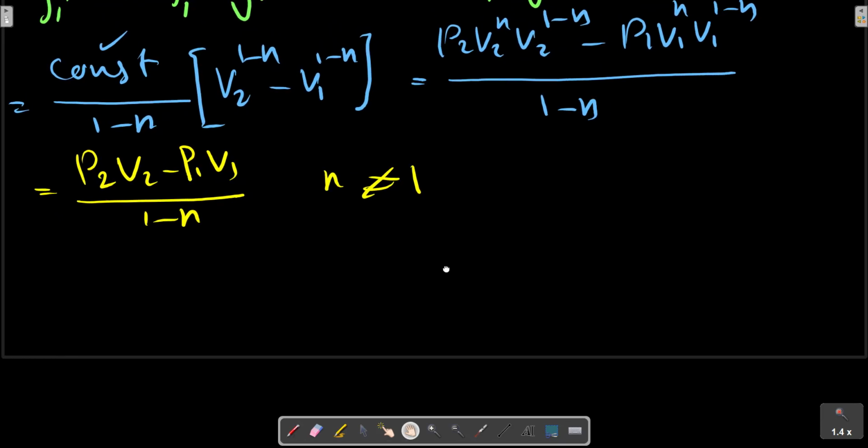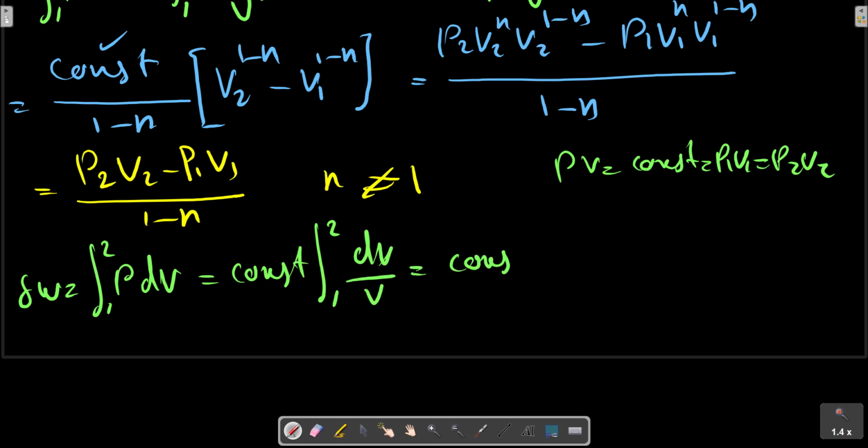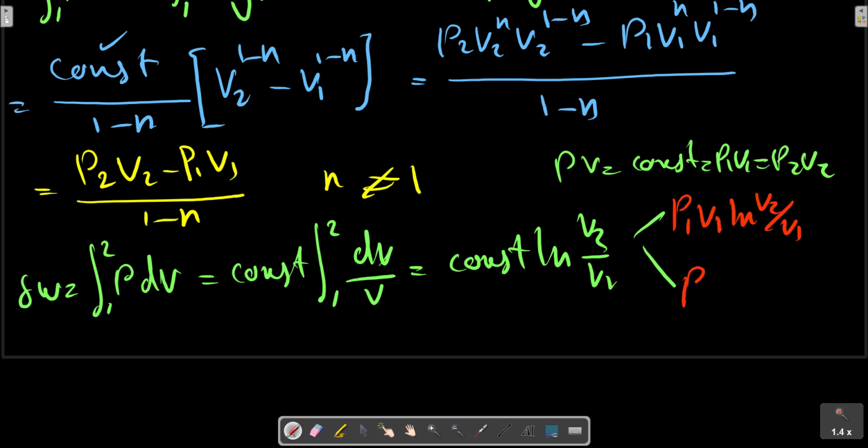If n equals 1, we should write from the first integration PV equals constant, P1 V1 equals P2 V2. The integral of dV over V gives constant times ln of V2 over V1. We have two equations: one for n not equal to 1, and one with P1 V1 ln of V2 over V1, equal to P2 V2 ln of V2 over V1.